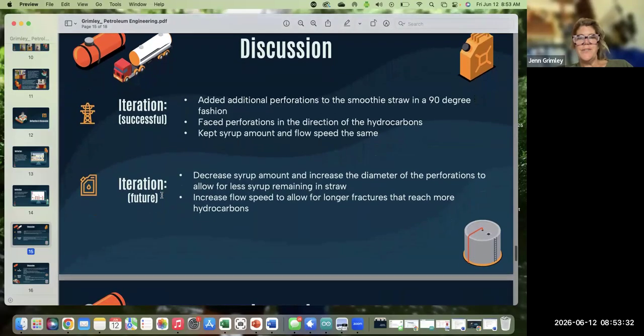Future iterations, I was thinking that I could decrease the syrup amount to maybe 10 milliliters and increase the diameter of those perforations to allow for less syrup remaining in the straw and more going into the environment. And that if I increased my flow speed, it would force more of that fluid out and create longer fractures, which could reach the hydrocarbons.